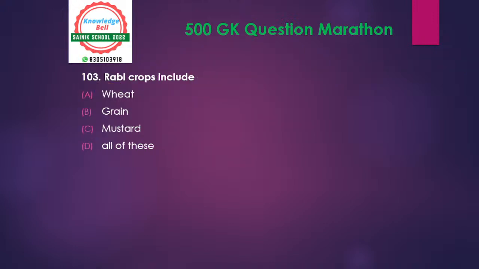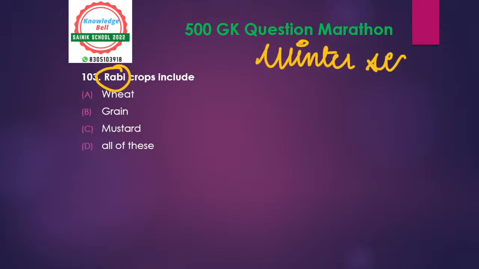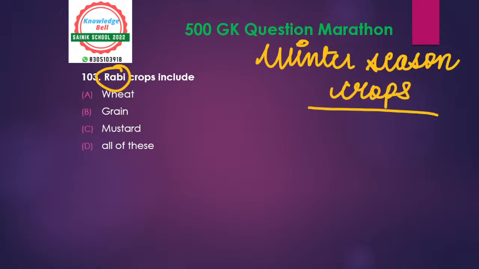Rabi crops include wheat, gram, mustard or all of these. What will be the correct answer? We are talking about the Rabi crops. Rabi crops के लिए ही there is another term that we use that is called as winter season crops. Rabi crops को और क्या कहा जाता है? They are also called as winter season crops. These are the crops that generally are cultivated in winter season.